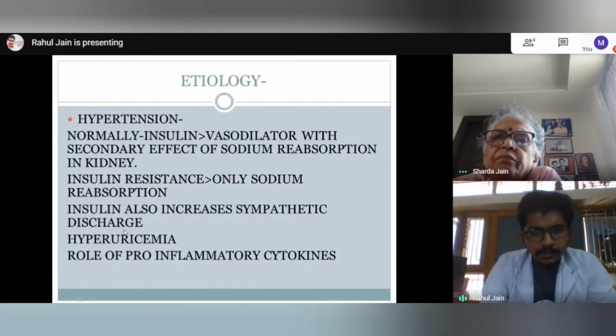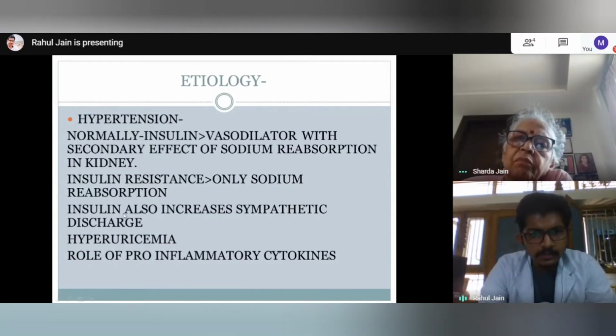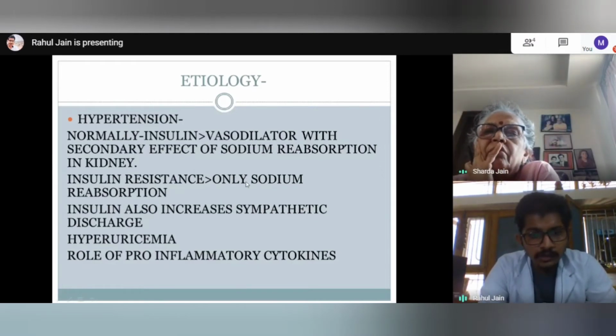So the important key point is that insulin resistance causes sodium reabsorption, and this sodium reabsorption is responsible for elevated blood pressure, and insulin also increases sympathetic discharge. So why are we trying to understand this pathogenesis and pathophysiology? Even a patient of metabolic syndrome should start restricting their sodium intake.